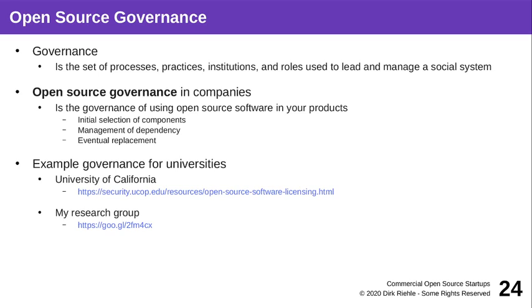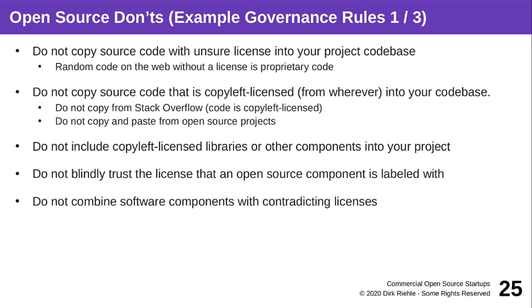I provide 2 examples of documents that spell out governance rules. The University of California has one such document. It's heavily focused on patents, though, and so I think I'm providing it here because it's interesting. But my own research group's governance rules are a bit more pragmatic, if you will, looking at it from an engineer's perspective. So I provide my own governance rules. Here's a quick summary.